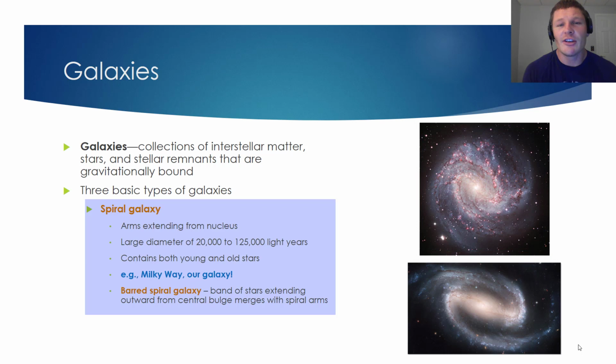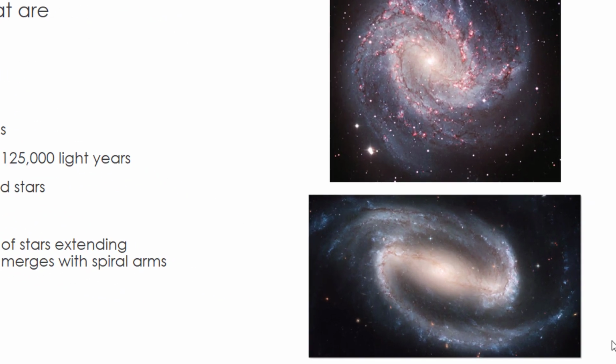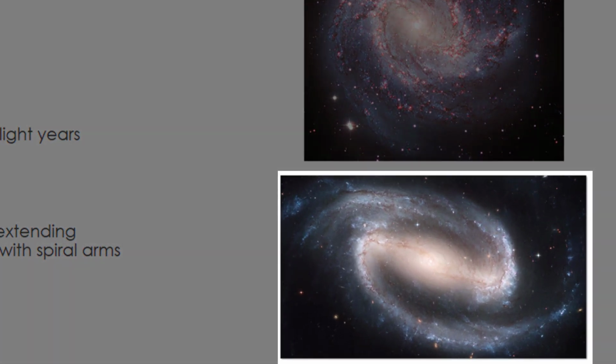Now, there's another variation to the spiral galaxy, and that's what's known as a barred spiral galaxy. In a barred spiral galaxy, the band of stars extending outward from the central bulge merges with the spiral arms. In the bottom right portion of this slide, I've included a picture of a barred spiral galaxy. In this image, you can see the bar stretching right through the central bulge of this galaxy, and I've indicated that here using a line.